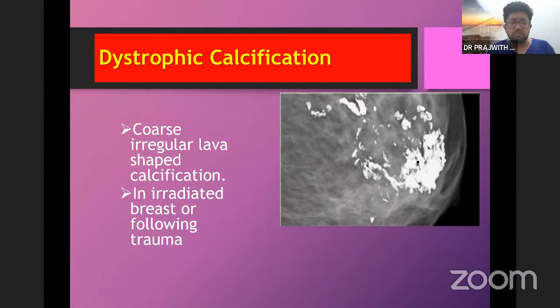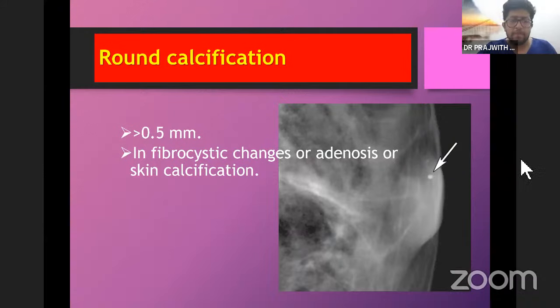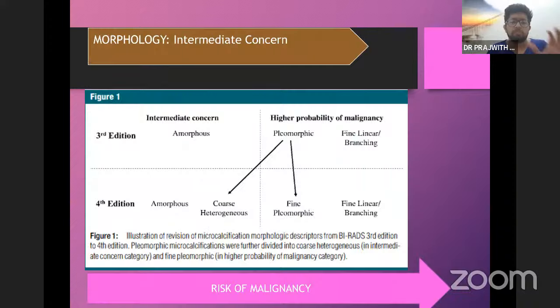Now this dystrophic coarse calcification is seen in a radiation-induced breast after giving radiotherapy, or it can be because of trauma, where the breast would have been damaged. Then again we'll see this dystrophic calcification, again benign. Now, round calcification: this is a round calcification which is more than 5 mm. It is usually benign. So whenever there is a large calcification, whenever it is very obvious to see, these are all benign.